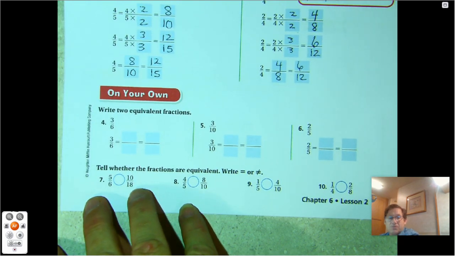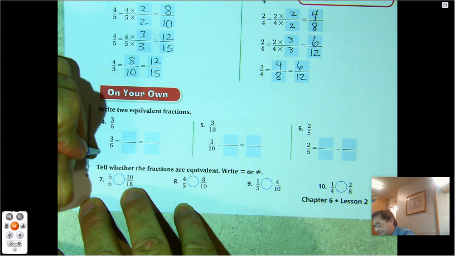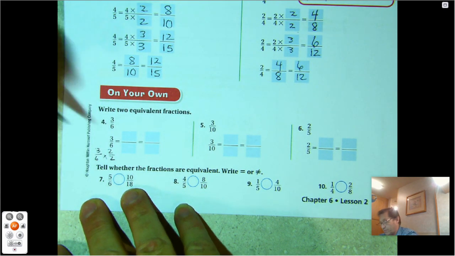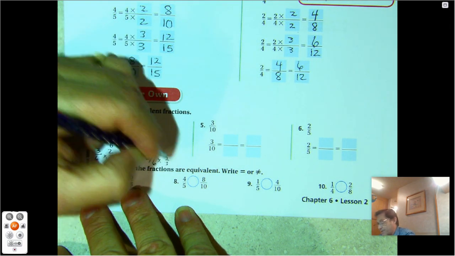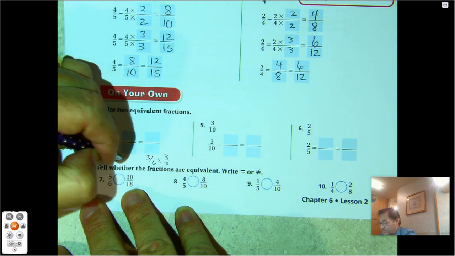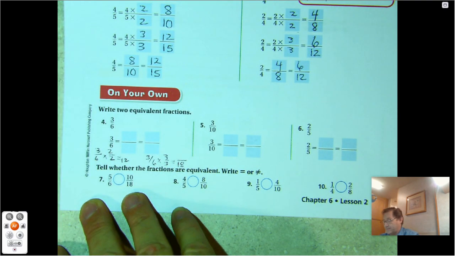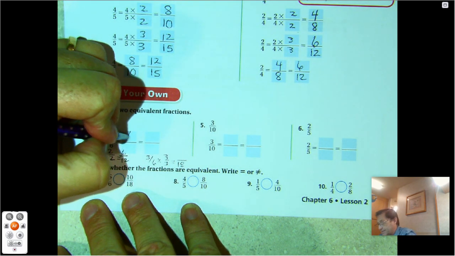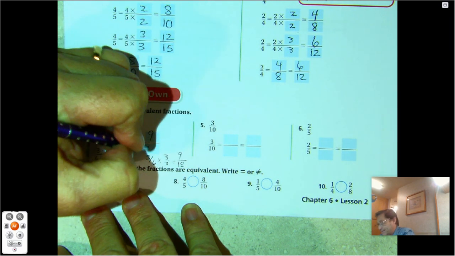All right, write 2 equivalent fractions. 3/6. So 3/6 times 2 over 2, so I'm going to double it. And I can also multiply it 3 times. 6 times 2 is 12. 6 times 3 is 18. Double the 3 parts that are shaded, I wind up with 6. So 6/12 and 9/18.